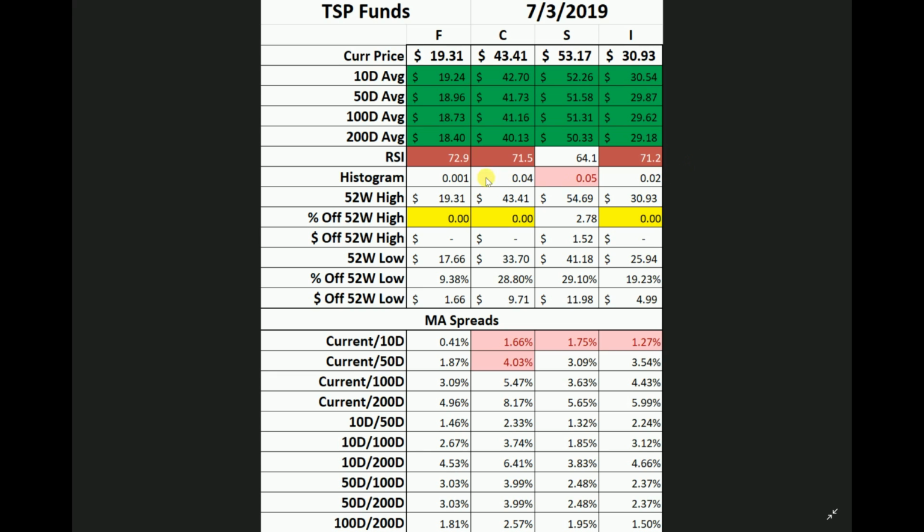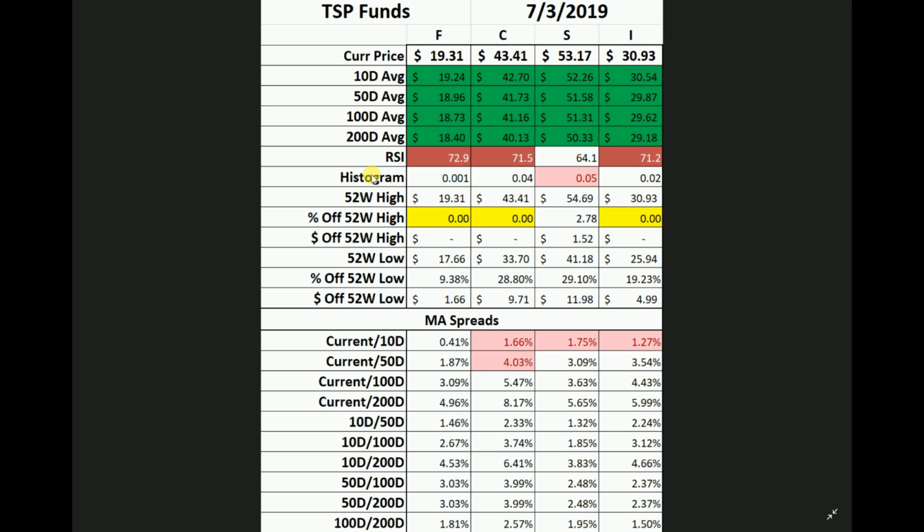Moving on to the histogram here, this is something that basically I derived from another indicator you're going to see on a chart, on the S&P 500 chart that I'm going to show you. Usually comes with the moving average convergence and divergence, or MACD indicator. And I'll explain that when we get to that point.